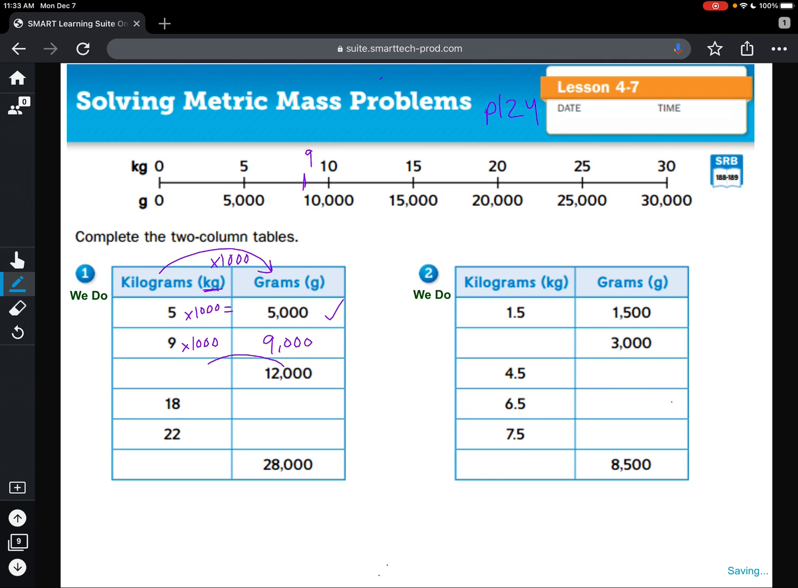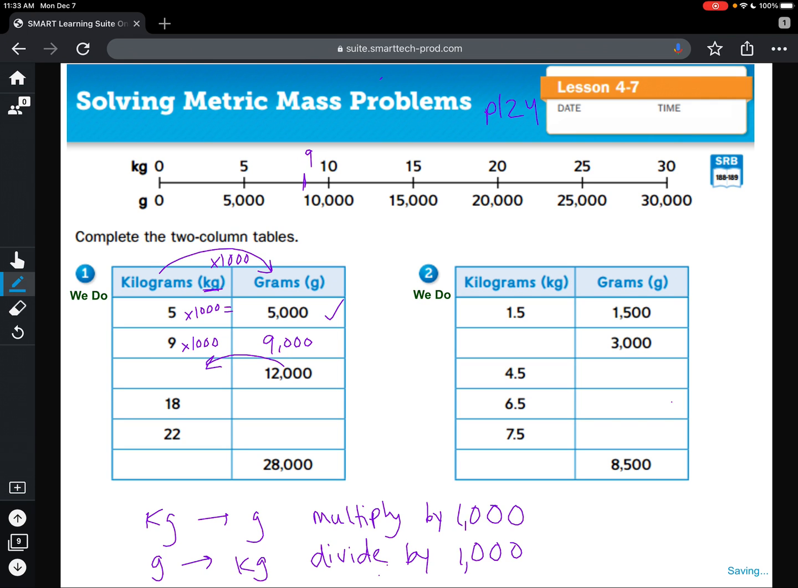This time I have to go from grams to kilograms. It's the opposite. When I go from kilograms to grams, I multiply by 1,000 because I'm going from the larger unit to the smaller unit of measurement. But when I go from grams to kilograms, I'm going to divide by 1,000. I'm doing the opposite. So this time I'm going from grams to kilograms, and I need to divide by 1,000. So 12,000 divided by 1,000 gives me 12.